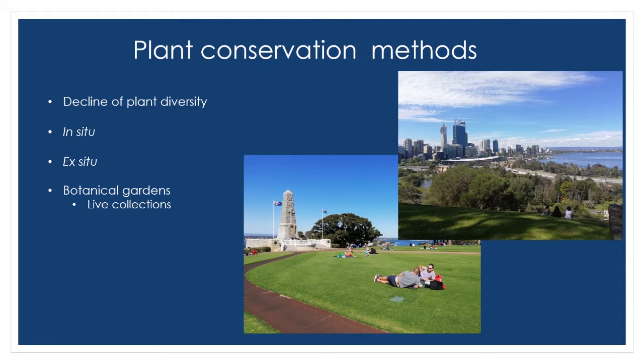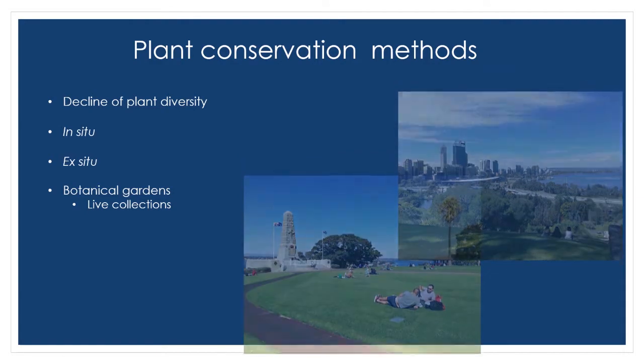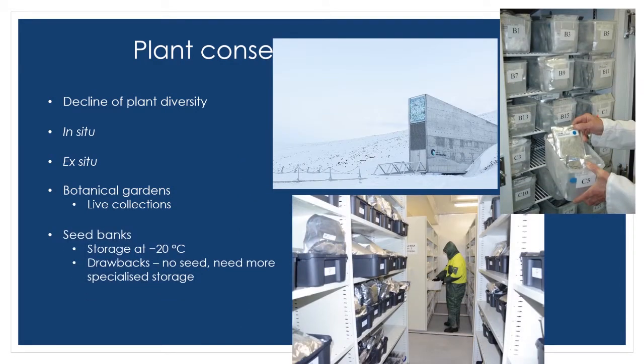And in ex situ conservation, such as botanical gardens, we have live collections of the plant species, and worldwide there are approximately 2,000 botanical gardens. Next type of ex situ conservation are seed banks, where we keep the plant material stored at minus 20 degrees. We can see in the picture, this is the seed bank in Norway, and the other two pictures are seed banks in Kings Park.